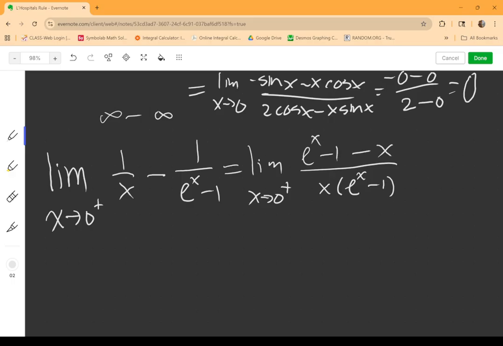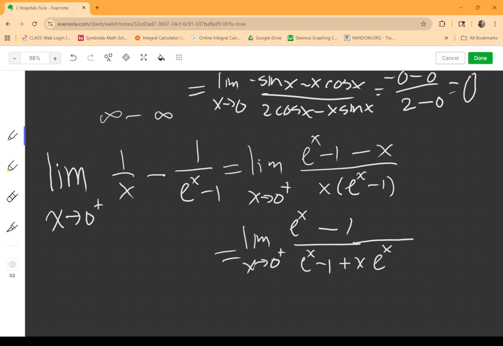From here, we'll apply L'Hopital's rule. At the top, we get e to the x; the derivative of 1 is 0, and the derivative of x is 1. In the denominator we'll use the product rule. The derivative of x is 1, so we're left with e to the x minus 1, and then we leave x alone, and its derivative is e to the x.